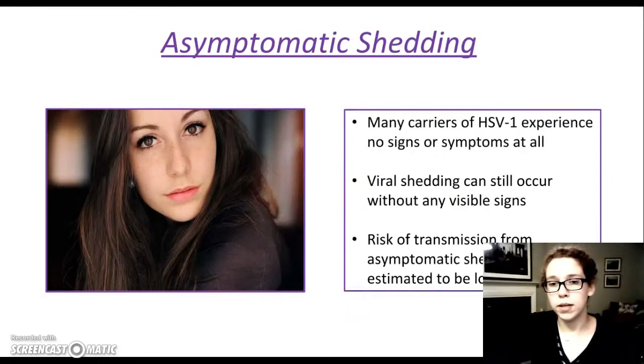So there are some carriers of the herpes simplex 1 virus who actually don't experience any signs or symptoms at all. The viral shedding still occurs, but without any visible signs. It's known as asymptomatic shedding. So there is still a risk of transmission during this time, and no one really knows when the shedding is happening because there's no symptoms of it. But the risk of transmitting the virus during this is estimated to be lower than 1%. So it can happen, but it doesn't happen very frequently.